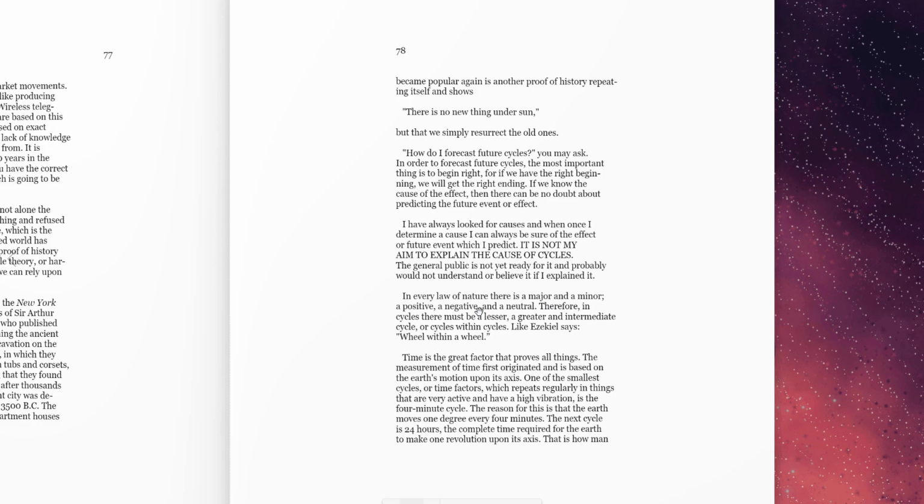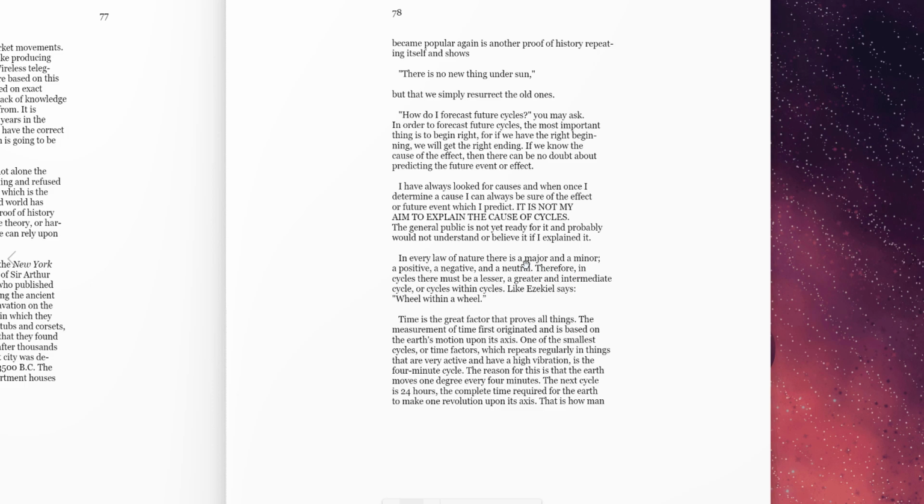In one set of cycles, there is a major and a minor, and there is a different set of cycles that have positive, negative, and neutral. This has three levels of cycle, and this has two levels of cycle. That is my understanding of what WD Gann is trying to explain here. This is the planetary cycles, and this is something from advanced stuff. You can say the law of vibration.